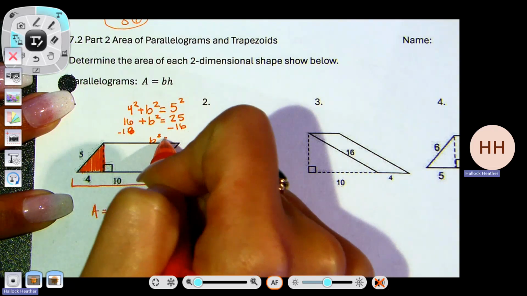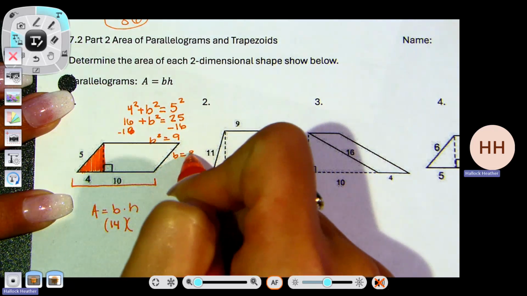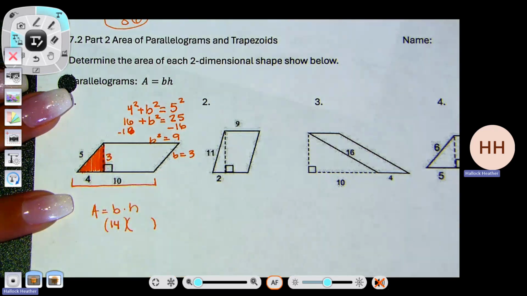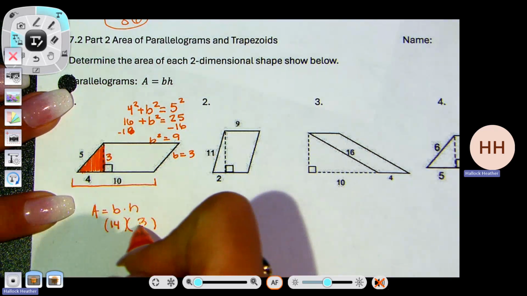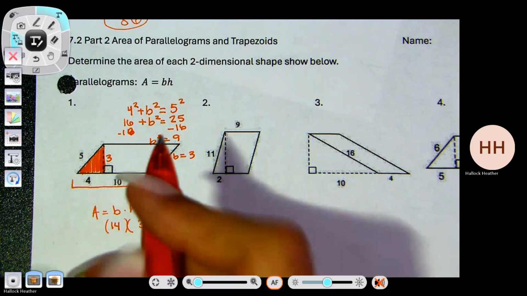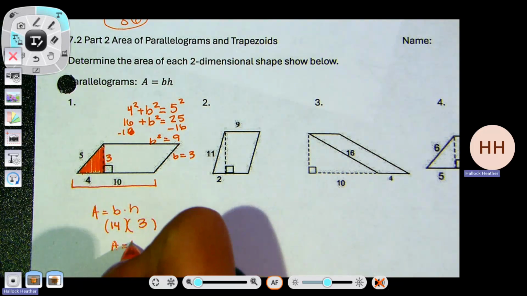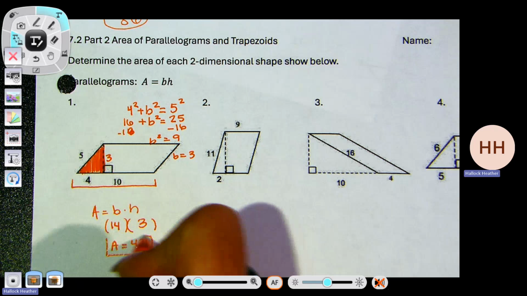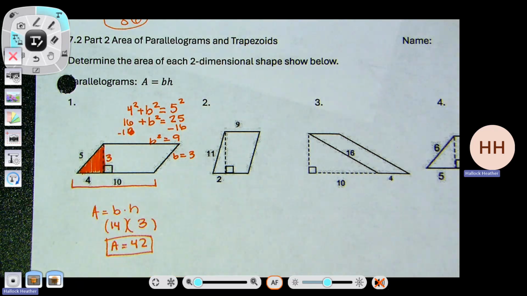So B squared equals 9. So B equals 9 or 3. Sorry. So your height is 3. So we're going to plug it in and then we're doing 14 times 3. 42. So my area is 42. Easy peasy lemon squeezy. The only difference from elementary school to now is that we have to find the height. The height is not given.